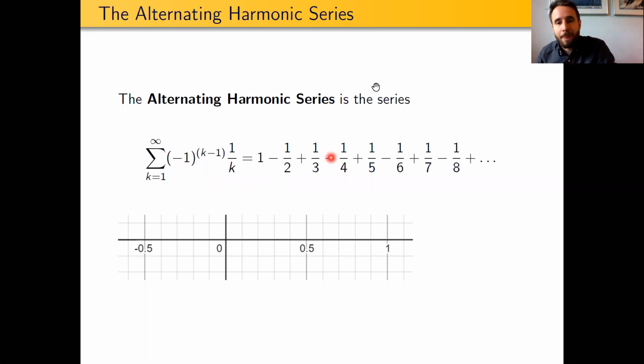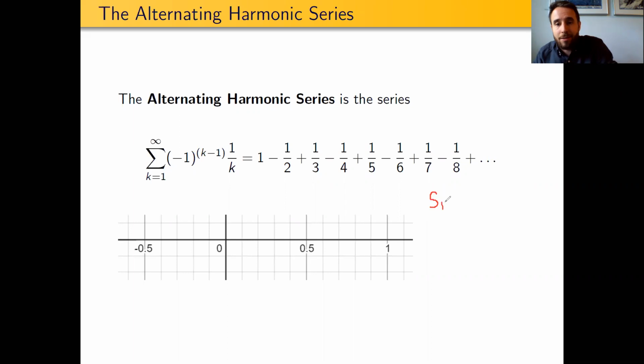Now notice, and this is kind of interesting, the original harmonic series diverged, right? It diverged very, very slowly, but 1 plus a half plus a third plus a fourth plus a fifth, and so on, very slowly crept up towards infinity. What happens in the case of the alternating harmonic series? Well, to examine this, we can look at the sequence of partial sums.